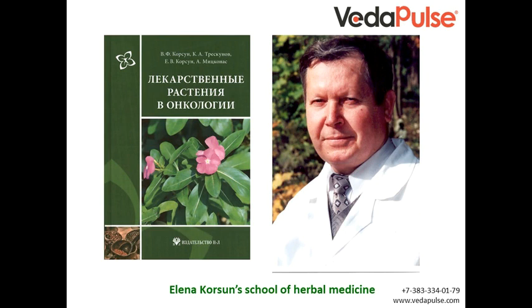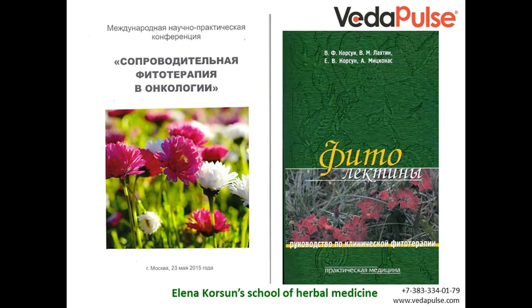This is my father's book and my father's photo. He wrote the book on medicinal plants in oncology. This was the first big monograph written by a doctor. Other phytotherapists were co-authors of this work, for example, Triskunov Karp Abramovich and Mickonas from Lithuania. Also, my father held two conferences dedicated to complementary usage of herbal therapy in cancer in Moscow in 2012 and 2015. And there was also a book written on phytolectins, written together with Professor Lakhtin, one of the authors.